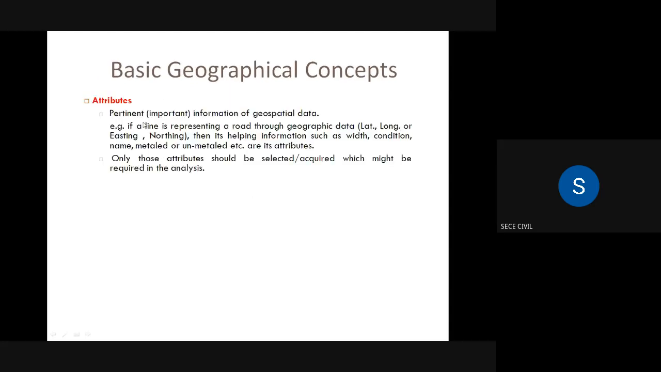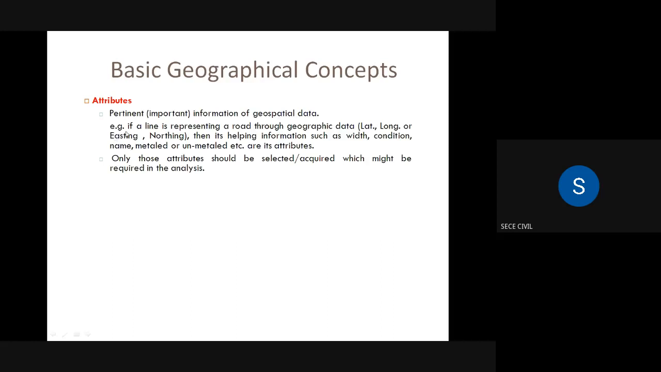So the next one is attributes. The general meaning of attribute is additional only, additional features which it has. Like that only denotes attributes. So the first point, pertinent information of geospatial data. Pertinent means important information of geospatial data.